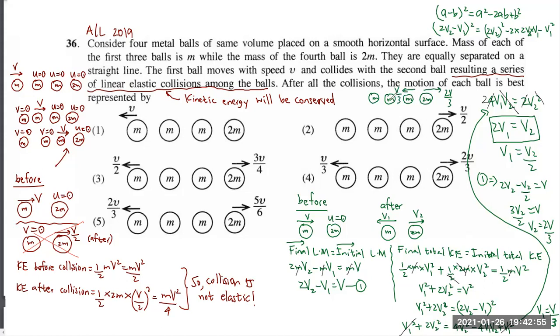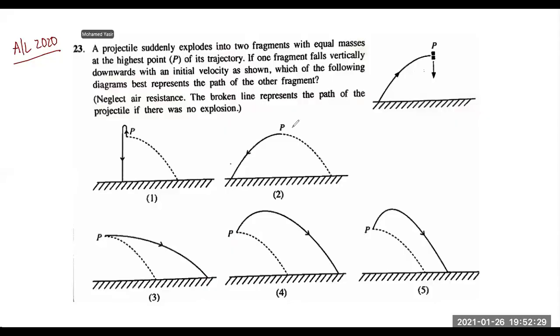Again, M will collide with this, another v by 3. So ultimately, you will get a situation like this. So this is how you have to approach this question. I know it's a bit challenging, but if you are good with O-level maths, I think this is pretty much manageable. So the answer is the fourth.